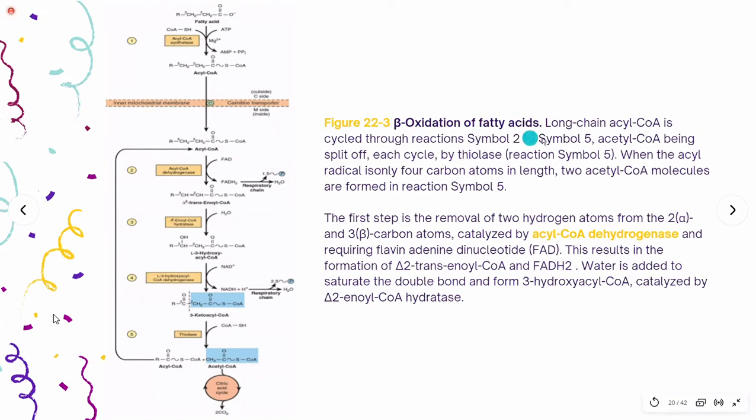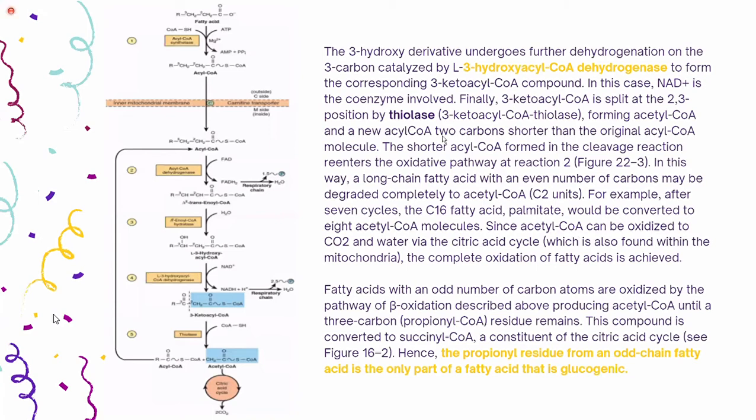So you have here long chain acyl-CoA cycled through reactions number 2 to number 5. Number 2 there, because that's number 1 on top. That's reaction number 2, number 3, number 4, number 5. So from reaction 2 to reaction 5, acetyl-CoA is split off each cycle by an enzyme here, thiolase. There you are, thiolase, reaction 5. So this is just the narrative for this one here.